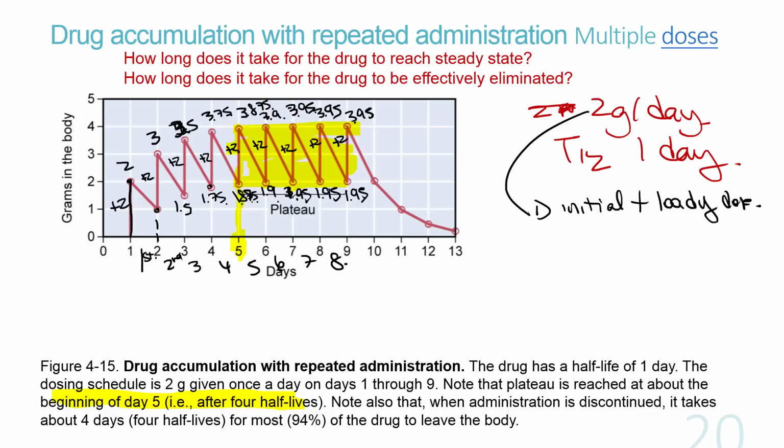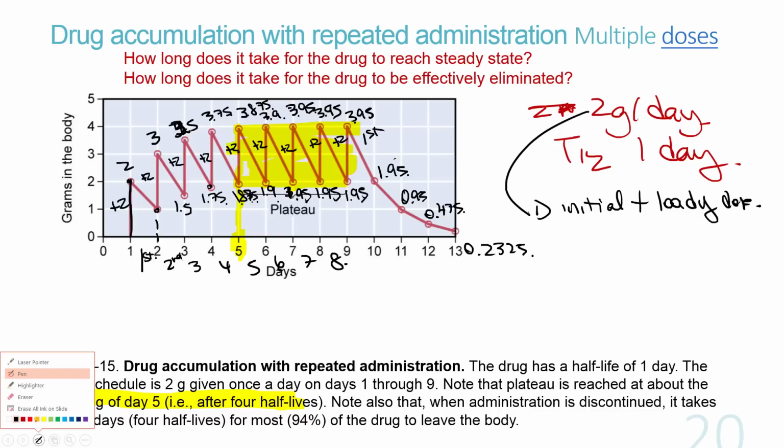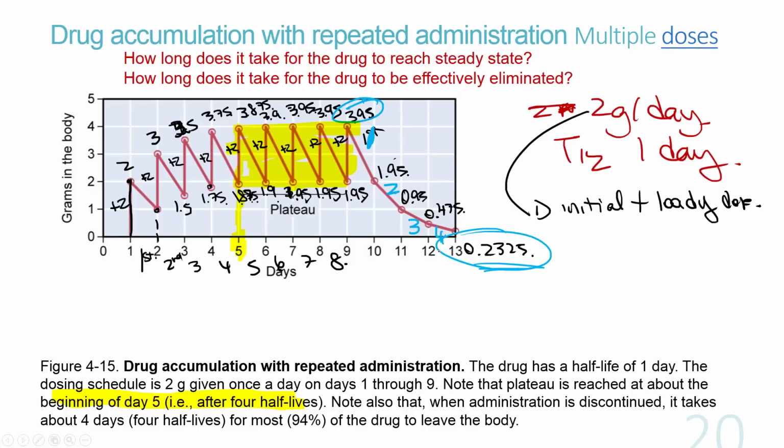And by the same token, once the last dose is given, it goes from 3.95 to 1.95 to just under 1, so 0.95, to 0.475, to 0.2325. Okay, so what happens is you have 1 half-life, I'm going to use a different pen, 1 half-life there, 2 half-lives, 3 half-lives, 4 half-lives for it to go from around 2 to maybe a lot less than that, right? So it takes about 4 half-lives for most of the drug, 94% of the drug, to leave the body. So it takes 4 half-lives to actually get up to speed, and it takes 4 half-lives for most of the drug to leave the body.